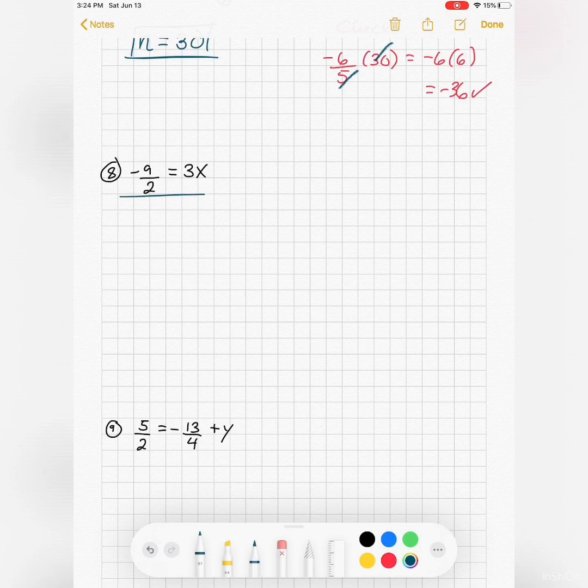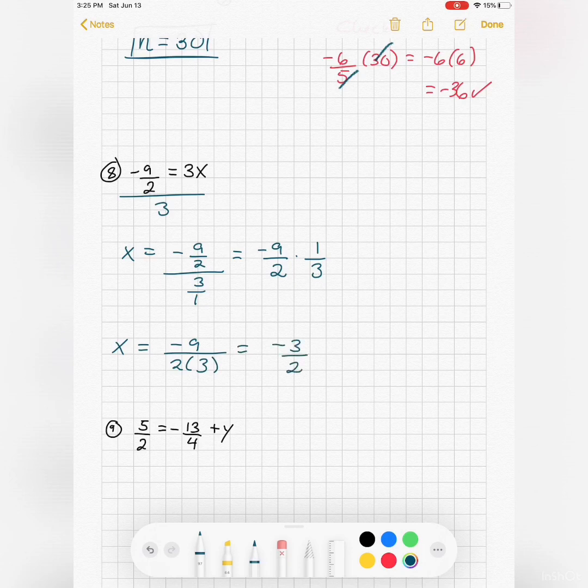Okay, here I need to divide by 3, which is 3/1. Top fraction stays the same. Bottom one flips. So -3/2.